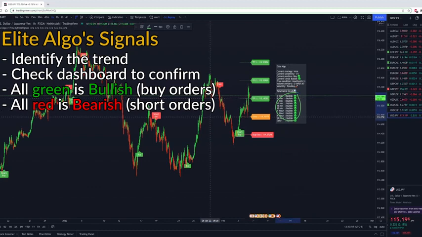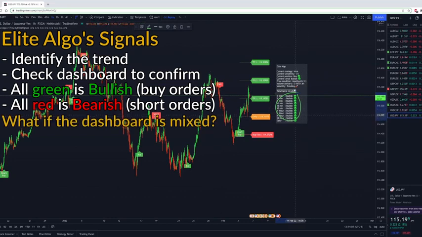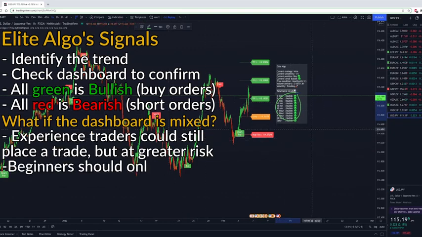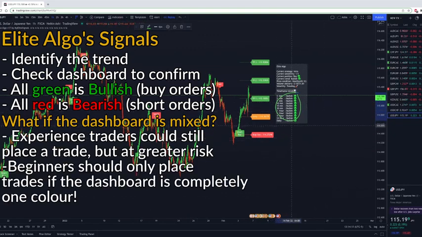Make sure that the chart is either all green on one trade or all red on shorting the market, right? If it's giving you kind of mixed signals where half of it is green, half of it is red, you can still trade it, but it's going to be a lot more risky. So if you're a beginner trader, I would just say don't trade it and just wait until you see a chart that's completely green or completely red.